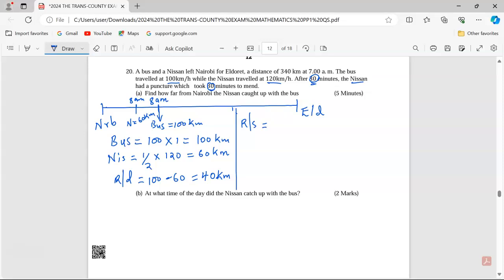Again, we can talk of relative speed. Relative speed is being introduced because one vehicle is trying to catch up with the other, and this will give us 20 kilometers per hour. So the Nissan is approaching the bus at 20 kilometers per hour because the bus is already moving at 100. The Nissan is coming behind it at 120. Therefore, the approaching speed when vehicles are moving in the same direction is 20 kilometers per hour, which is the difference between the respective speeds.